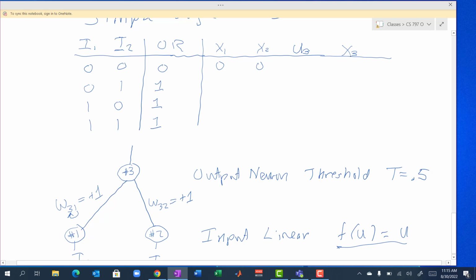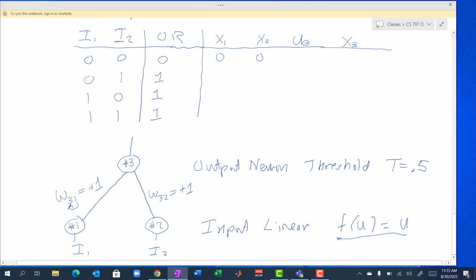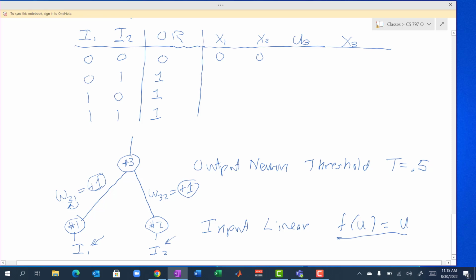So let's look at the neural net. A 0 goes in here, and a 0 goes in here. And 0 times 1 plus 0 times 1 gives us the net input to neuron number 3. Now we look at that and we say that's less than the threshold of 0.5, and so that neuron does not fire, it outputs a 0, because we're applying the threshold activation function here.